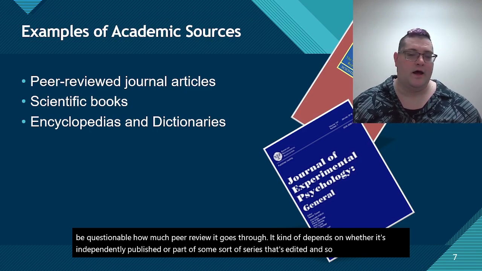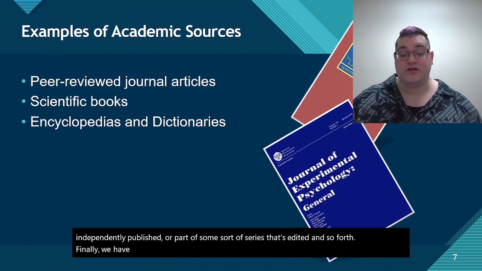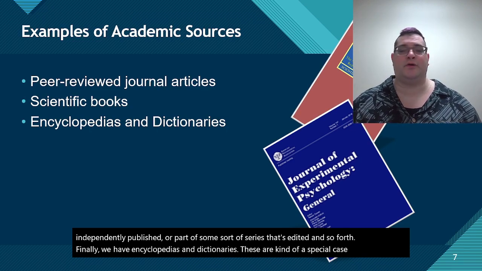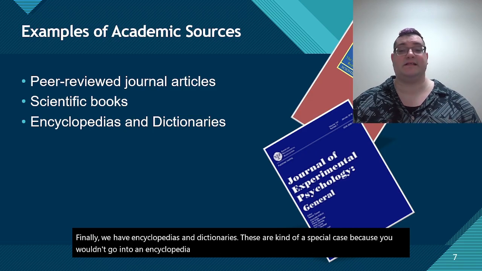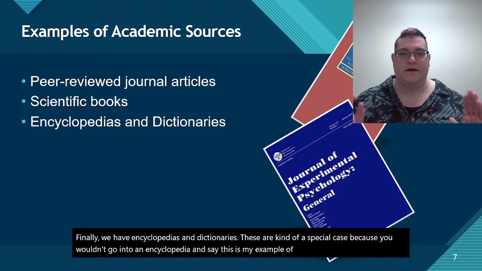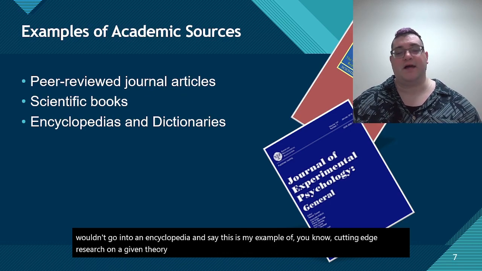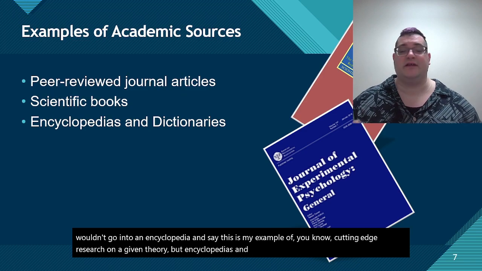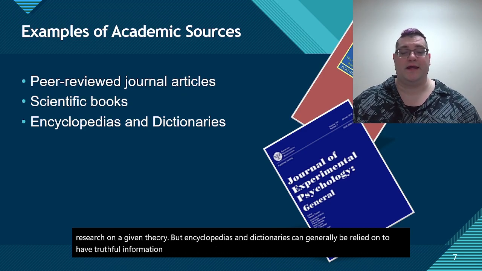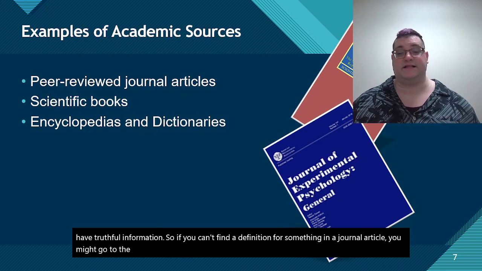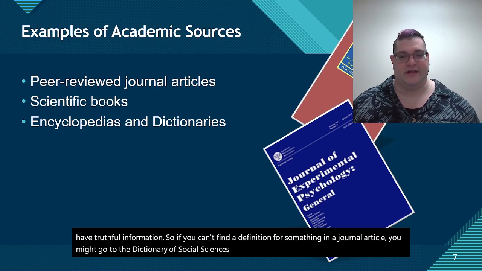Finally, we have encyclopedias and dictionaries. These are kind of a special case because you wouldn't go into an encyclopedia and say, this is my example of cutting-edge research on a given theory. But encyclopedias and dictionaries can generally be relied on to have truthful information. So if you can't find a definition for something in a journal article, you might go to the Dictionary of Social Sciences and use the definition that's present in there.